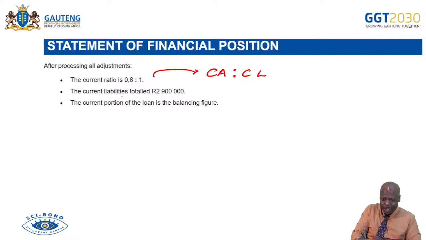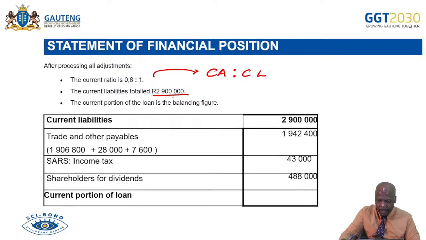But we are told that your current liabilities will total to 2.9 million. Let's see if we can get that information. So that simply means my 2.9 is there, current liabilities. We have our trade and other payables. You remember, we have recorded these amounts. Remember, sales income tax, we dealt with it. Shareholders for dividends. These things you all remember.